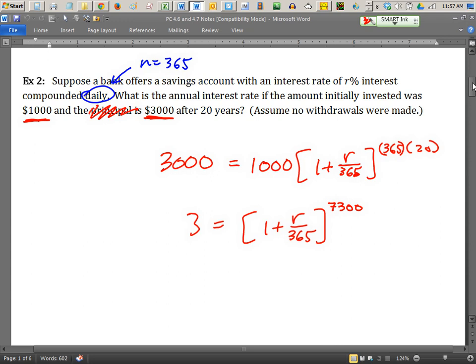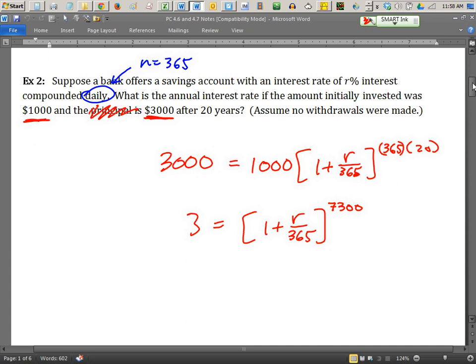We'll eventually need to decide what to do with our r to make it look like a percent. That's a good question. Yeah. We will multiply by 100 in the end. You'll see. Once we know what r is, we can make sense of it. But let's go on. I need to do 7,300th root of 3.